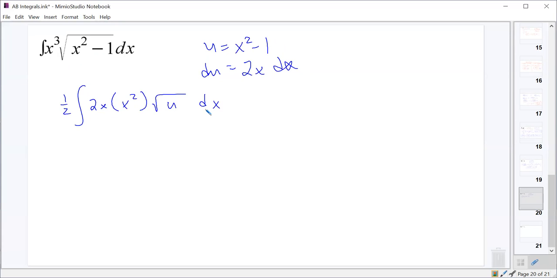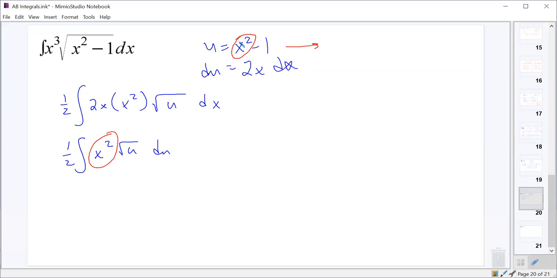And what about my 2x dx? That's just my du. So I'm almost there. And now I've got 1/2 of the integral of x squared root u du. And I can't integrate it because of the x squared. So how can I deal with that x squared? Solve for x squared in terms of u. So x squared would equal u plus 1.